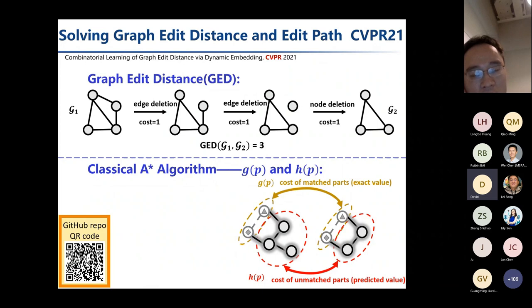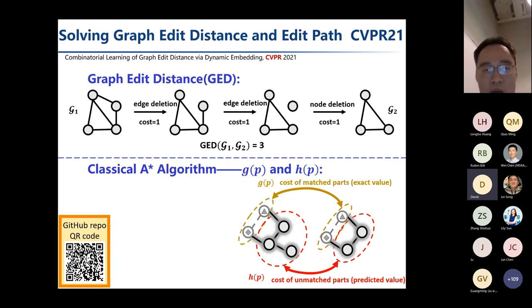We also think about when the given two graphs are different, because graph matching assumes the graphs are very similar, so that they can be matched. But in general, we have totally different graphs. So the problem is, how can we measure the distance between these two graphs? One classic approach is graph edit distance. Unfortunately, it is also NP-hard.